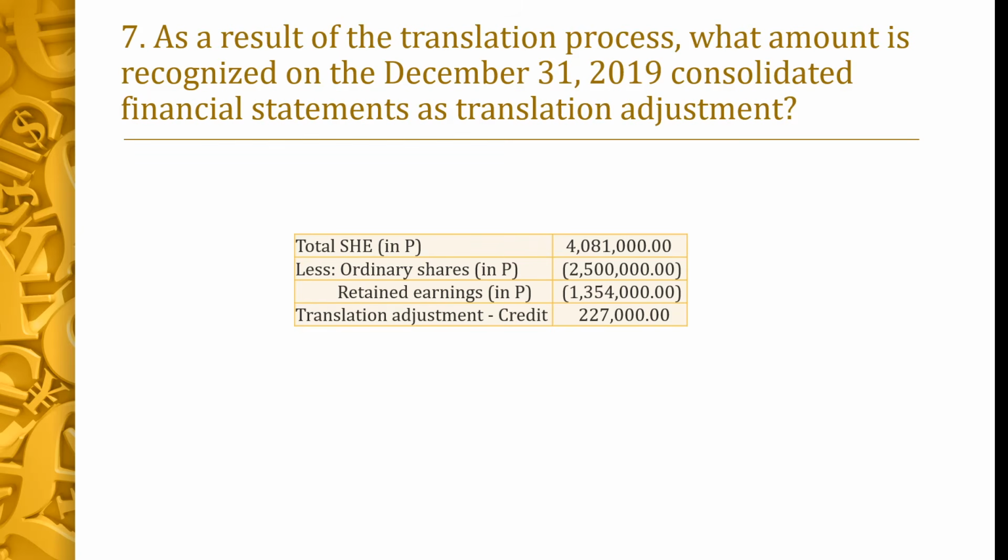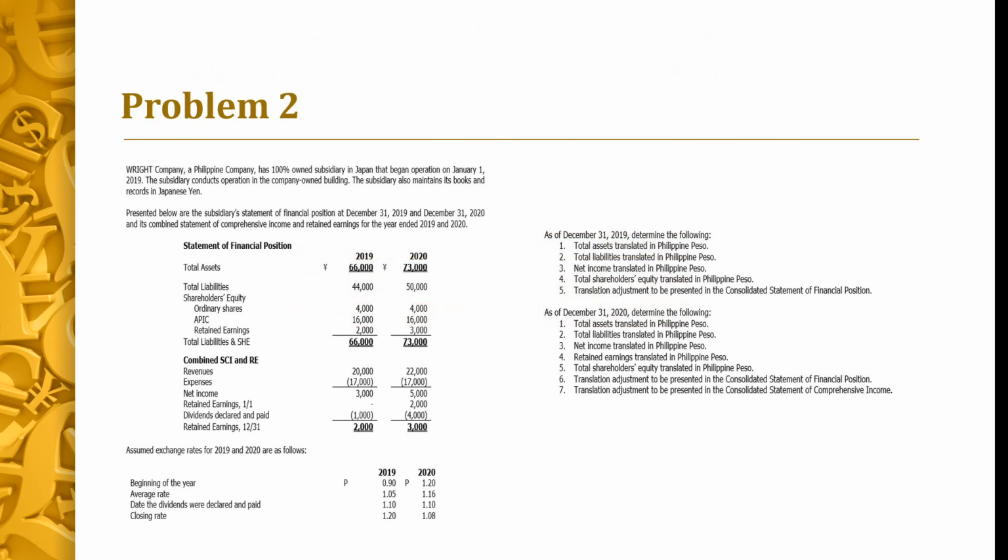227,000 is a translation gain. Take note nyo yan. Pag positive, translation gain. Pag nag-negative yan, translation loss siya. Pag naka-loss, debit naman siya. Okay? Sige. We are done with your first problem. Last problem for this video.